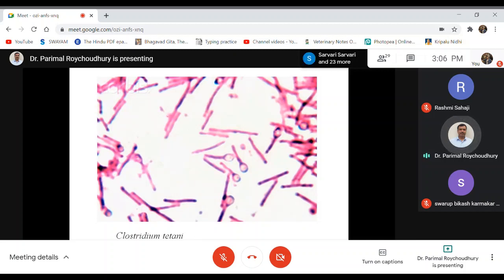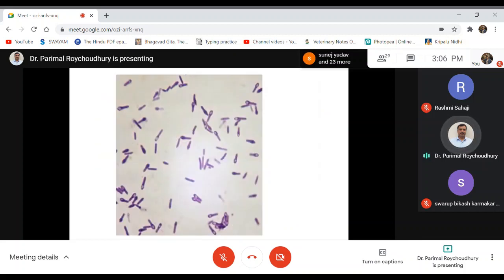And these spores are highly resistant to the environment, and entry of the spore into injured tissues leads to development of the disease tetanus. As you know, tetanus is a terminally fatal disease in man and animal. So to identify these bacteria, we can demonstrate these structures. Even from the culture plate, we can see this structure. This is another Clostridium tetani, tennis racket shape. You can see a smear taken from some culture plate.